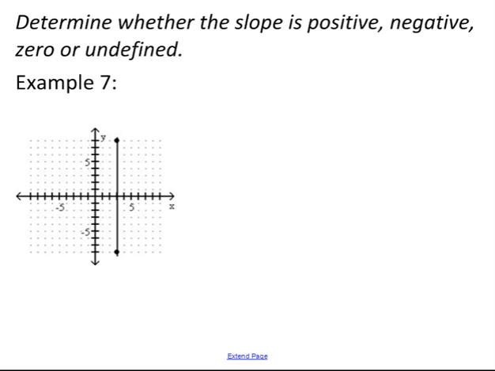This one is a vertical line, and what did I say about vertical lines? Vertical lines always have undefined slope.